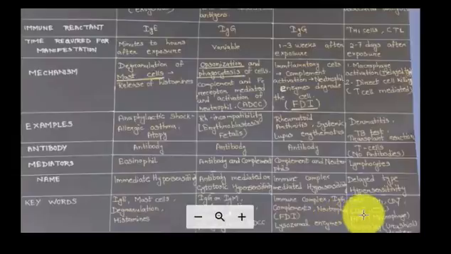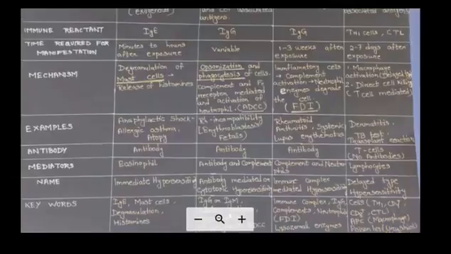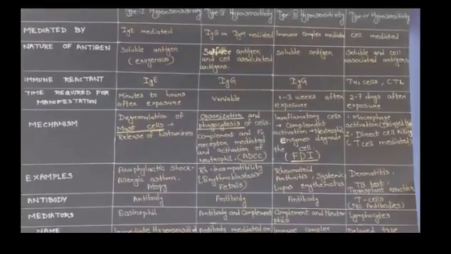In type 4, mainly the cells are involved, particularly Th1 helper cell, CD4+, CD8+, CTL, antigen presenting cell, macrophage, and the example is poison ivy, which contains urushiol chemical in the leaf, which behaves like a hapten. So that's all about the comparative analysis of the 4 hypersensitivity reactions.